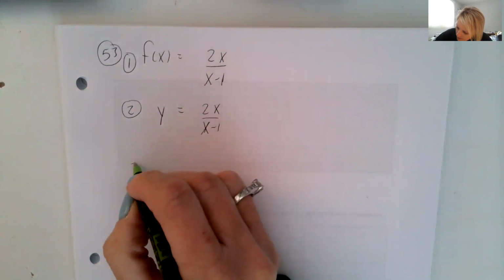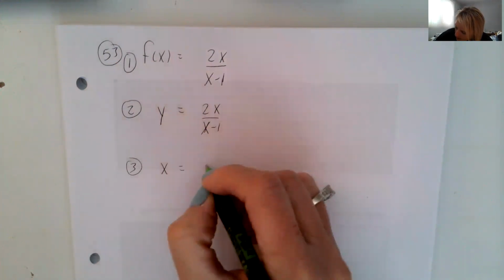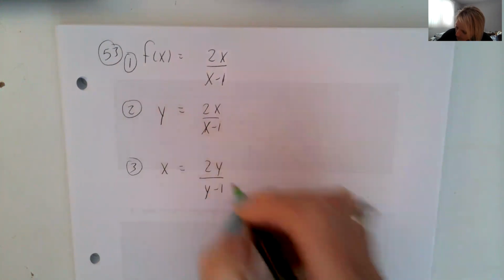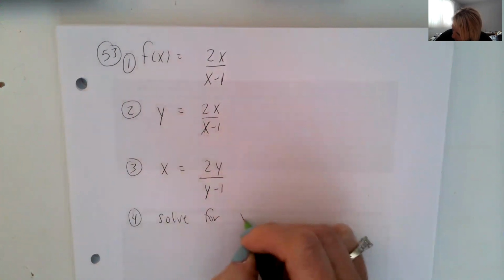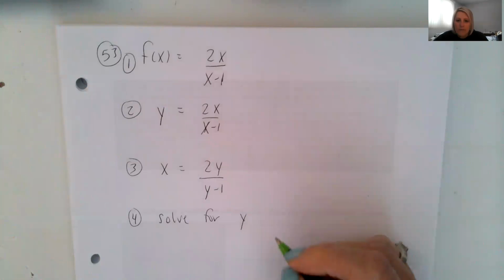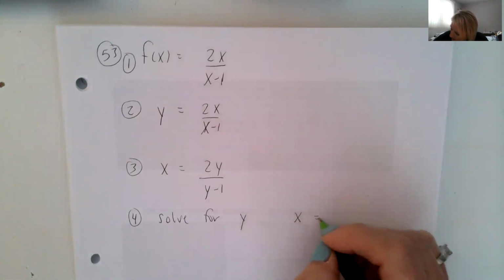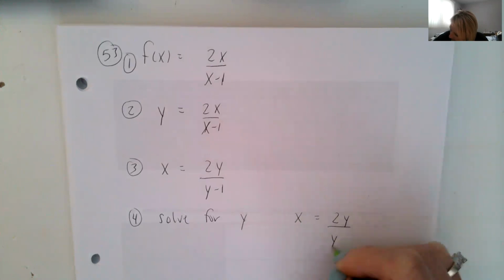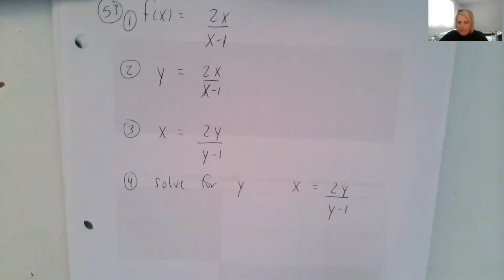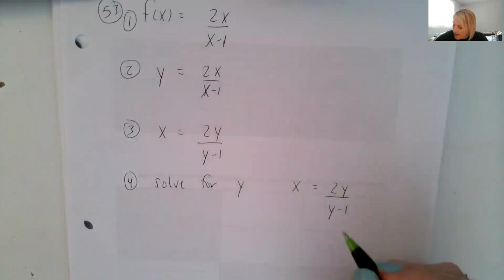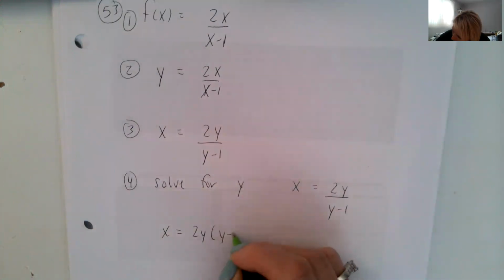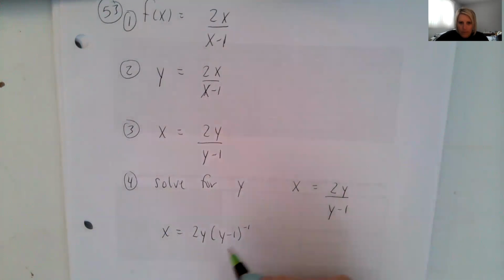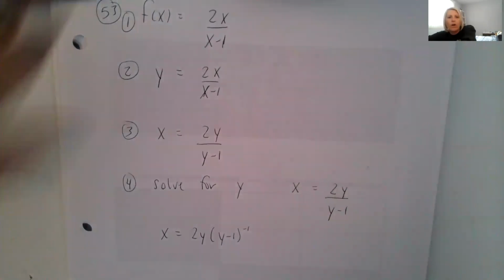And then we're going to let x equal y and y equal x. And then we're going to solve for y. And to do that, we need to be able to combine our y's. So we could rewrite this as 2y times y minus 1 to the negative 1. Which means that y minus 1 would actually be in the denominator. And that's where it was.